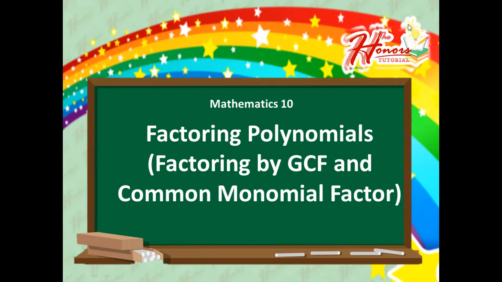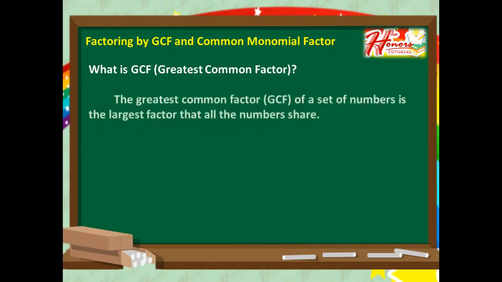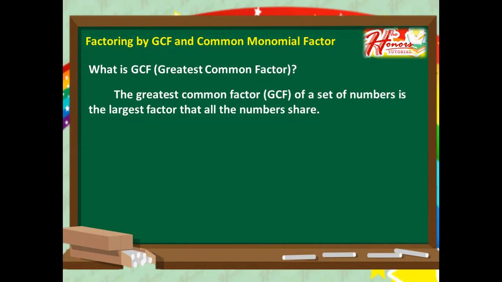Our topic for today is about factoring polynomials, factoring by GCF and common monomial factor for Mathematics 10. Let us define first what is GCF, the greatest common factor. The greatest common factor, or GCF, of a set of numbers is the largest factor that all numbers share. Let us have our example.